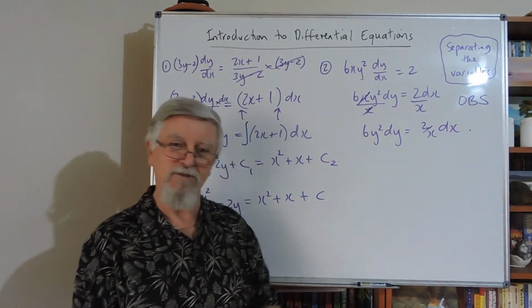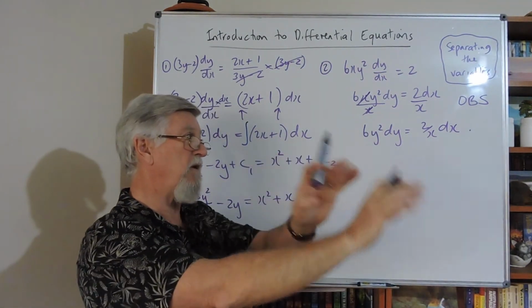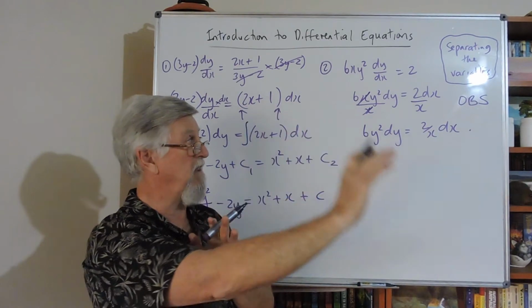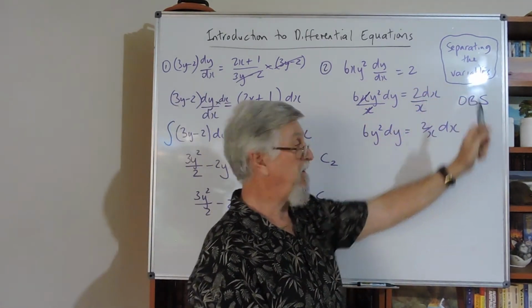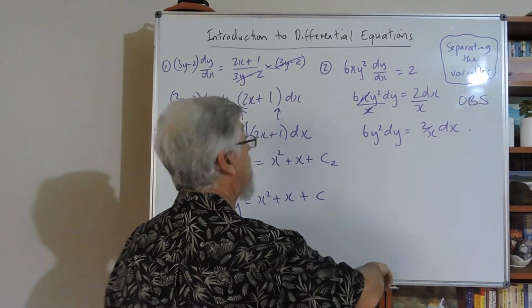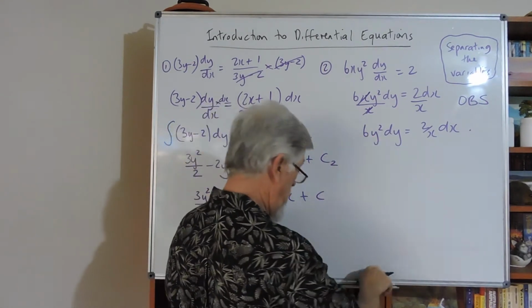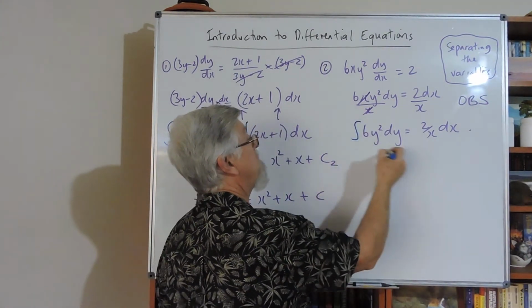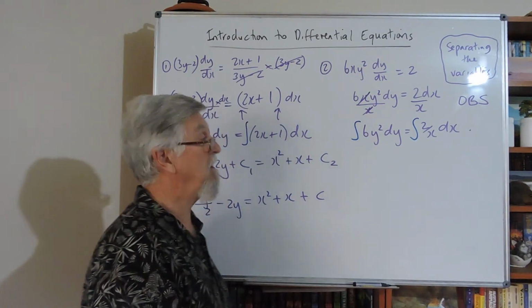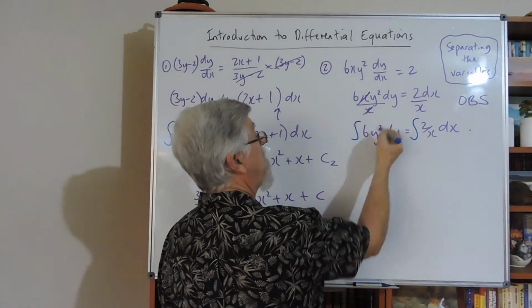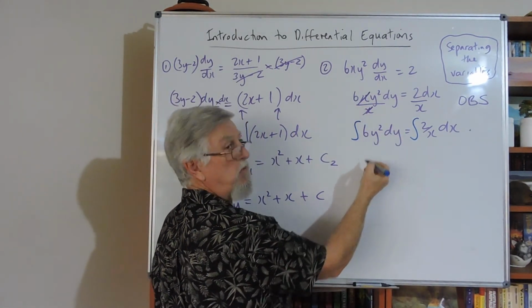Now I've got all the y's on the left hand side, all the x's on the right hand side, or vice versa, you can go the other way around. So that's separating the variables. Now I can look at the question, I can just say I want the integral of this side and the integral of that side. What have I got now? The antiderivative of 6y squared.